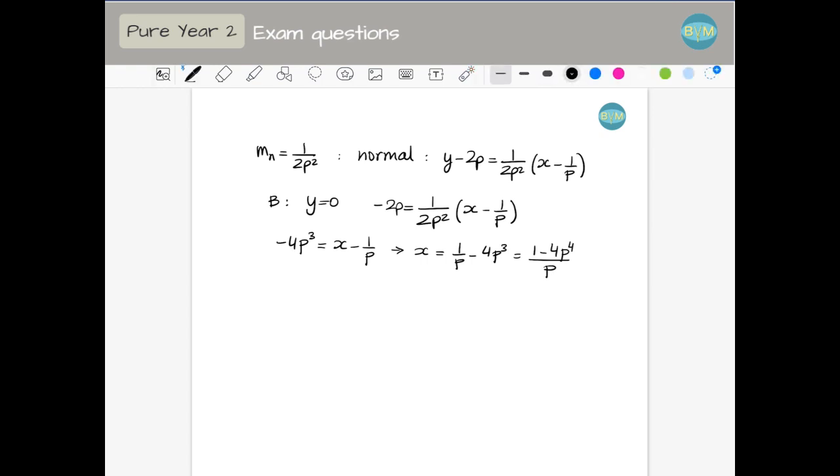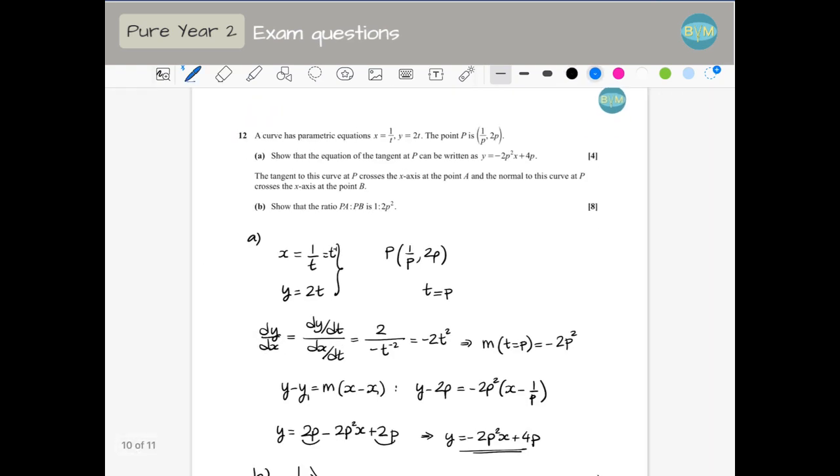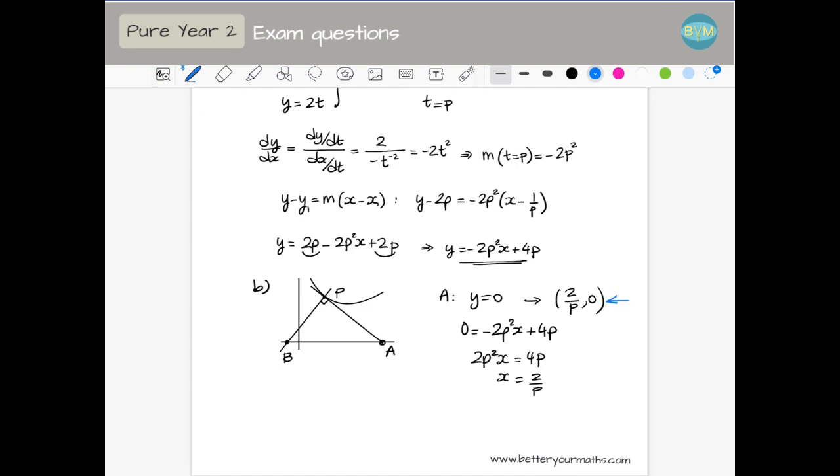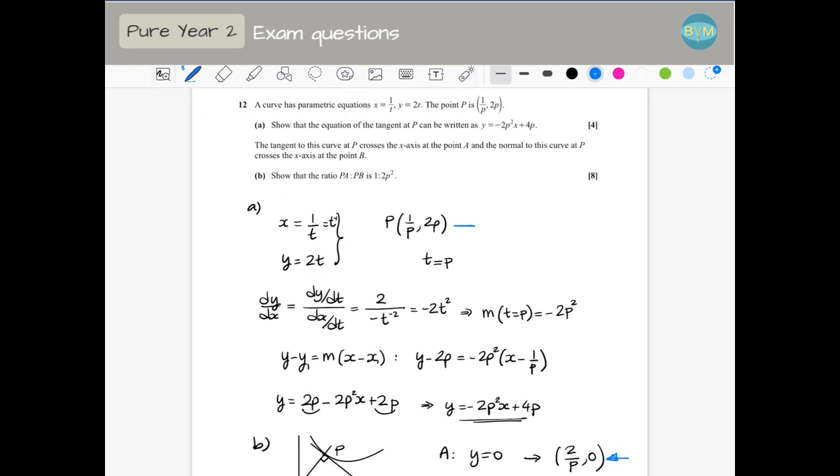It's going to be just more easy to work with that. So point b is (1 minus 4p to the power of 4 divided by p, 0). So I have point b here, point a here, and point p here.